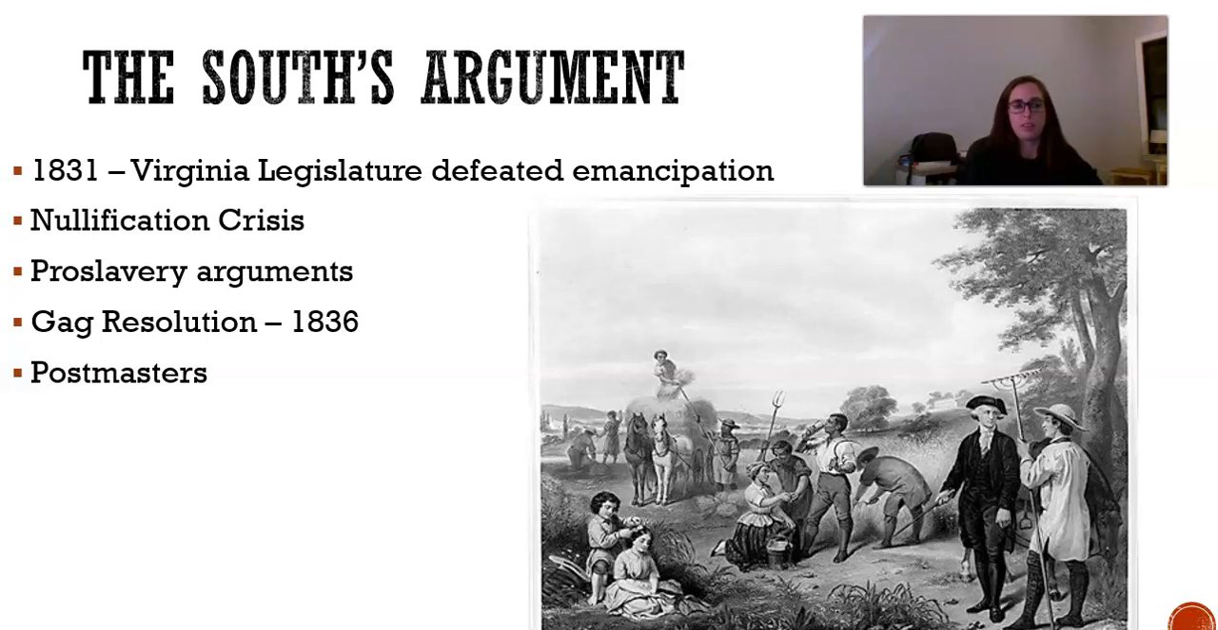Another group, the postmasters, people getting mail, were told to burn abolition material. If it's reading material, if it's pictures, they thought it would be very dangerous for slaves to see. And so, again, this is kind of a question of whether or not this is actually democracy here.